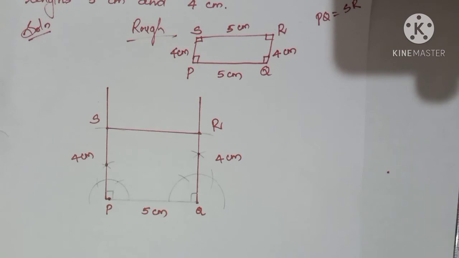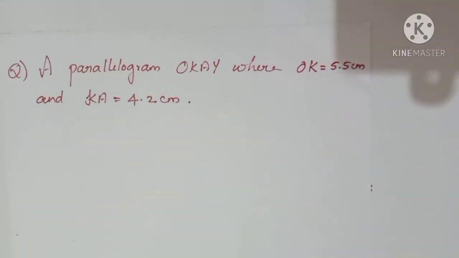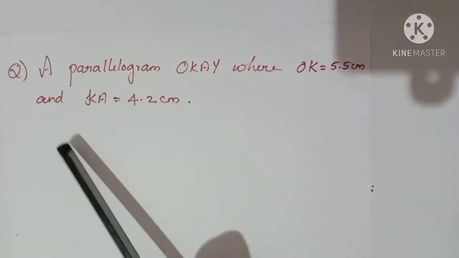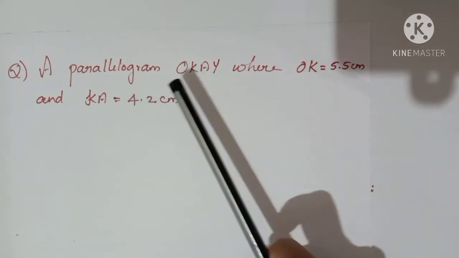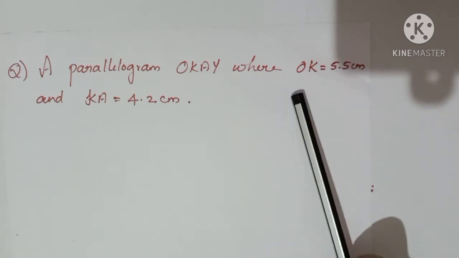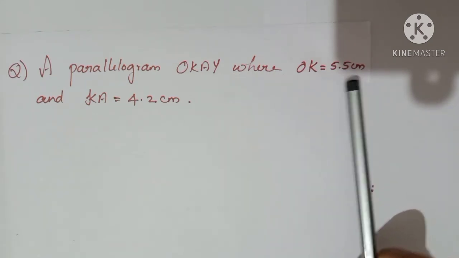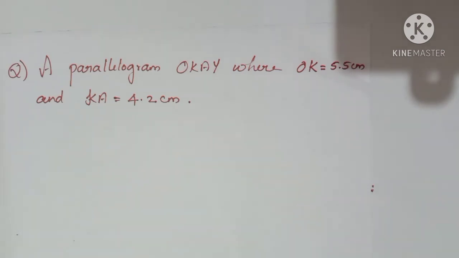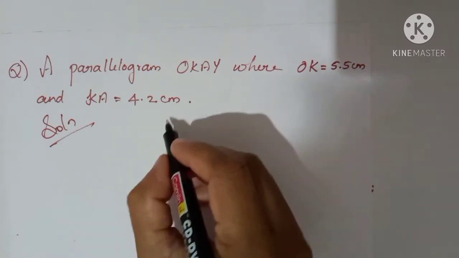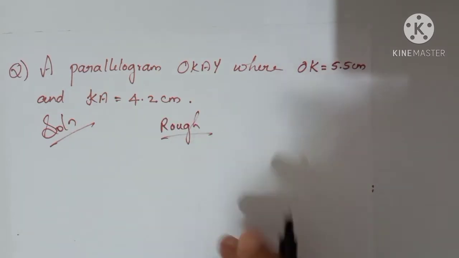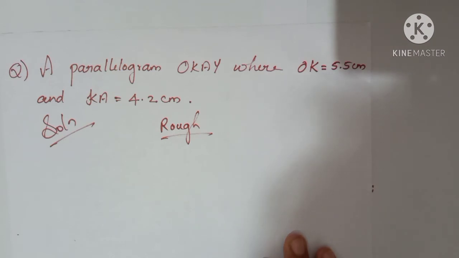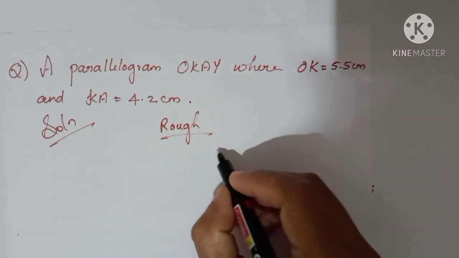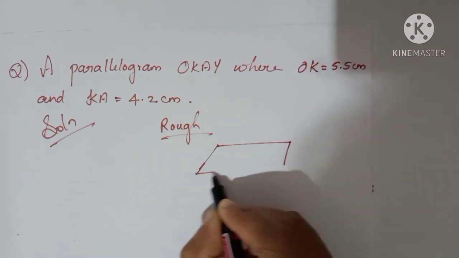Okay, children, next we are going to see how to construct a parallelogram. The second question is a parallelogram. What is the name of the parallelogram? OKAY, where OK is equal to 5.5 cm and KA is equal to 4.2 cm. So first thing, what you want to do? You want to draw the rough sketch. So what is the property of parallelogram, children? Opposite sides are parallel and equal. Do you remember this? So first you are going to draw a parallelogram, a rough sketch.